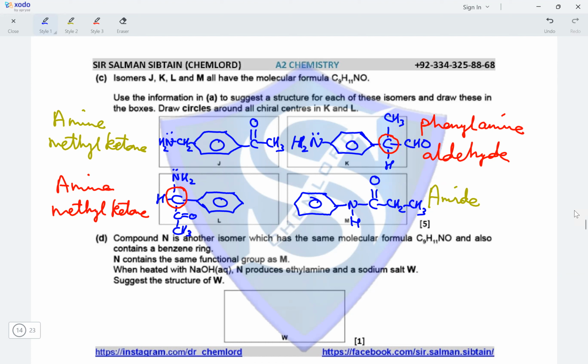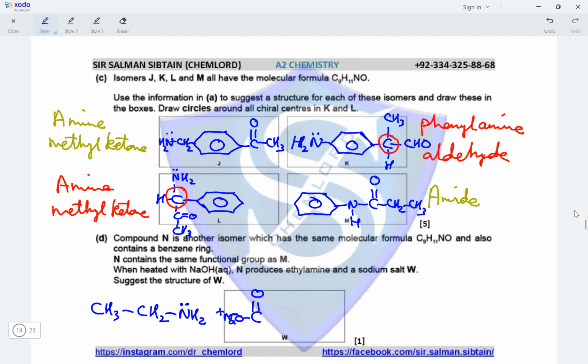Ethylamine. Okay. So CH3, CH2, NH2. This has been produced on hydrolysis, which means what remains is C double bond O, single bond O minus Na plus. This would be the bond that would be broken, the amide bond.